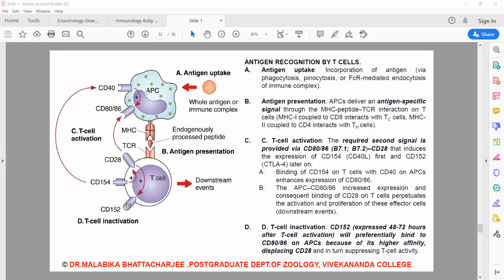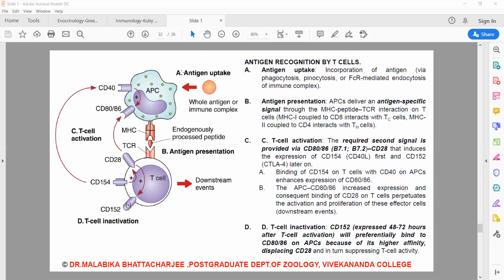This is a very schematic representation of the various steps in which a T cell is activated. So the APC, antigen presenting cell, first takes up the antigen, then it presents the antigen, then T cell activation is occurring, and after the T cell is activated, if the antigenic load is removed from the blood, then the T cell inactivation is also occurring. So these are the 4 basic steps in which a mature lymphocyte or the thymocyte that comes out into the blood follows a life cycle like this.